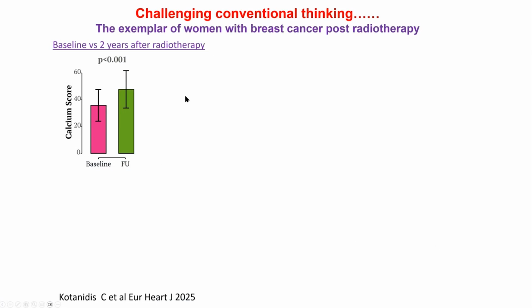With this technology, we are also challenging conventional thinking. We know from the literature that when you expose women with breast cancer to radiotherapy, you increase calcification in the coronary arteries, calcium score. And this was considered to be a sign that radiotherapy causes damage to the coronary arteries. In a recent study that has just come out in European Heart Journal last month, we have seen that 2 years after radiotherapy of these women, indeed, you see an increase of calcium score.